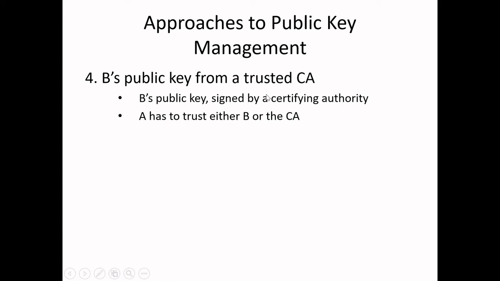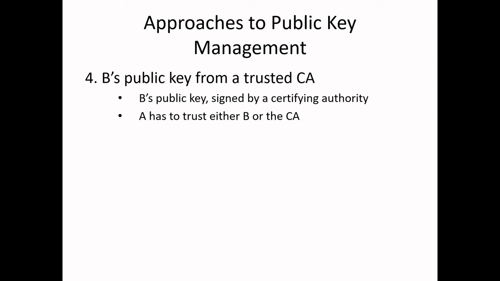Like a service provider, there are entities like GoDaddy and so on, whose role is that they are trusted by people, and they have different clients. B's public key is the one which has to be shared with us. Now B's public key is signed by the certifying authority, which is trusted by both A and B. So A has to trust either B or the certifying authority. The certifying authority is trusted by everyone, and it will sign B's public key and send it to the person who wants to get it.